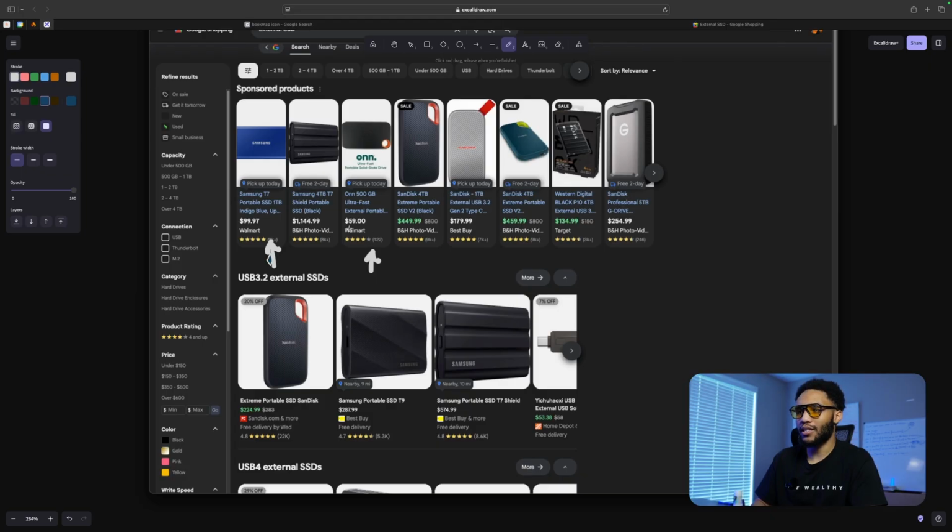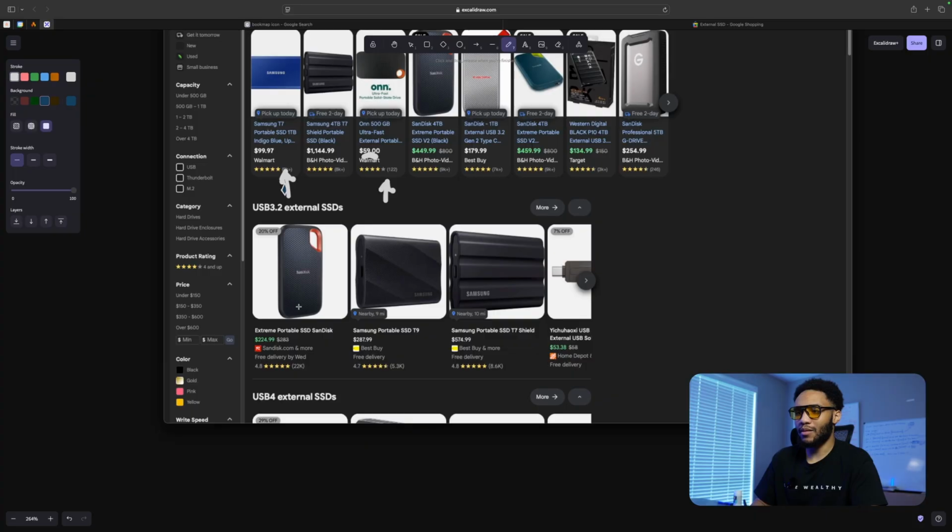You can get something like this, but right now, because of all the RAM prices and stuff like that, these prices are kind of going up a little bit. But I just recommend getting something cheap. Get a 1 terabyte. 1 terabyte is good enough on storage.